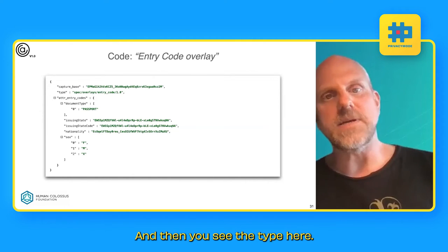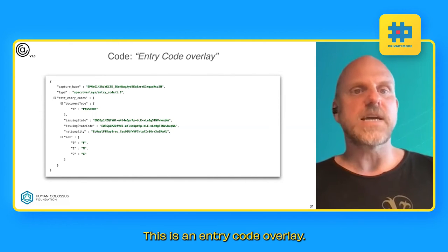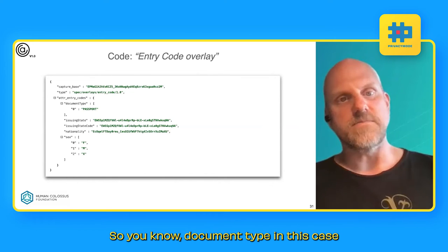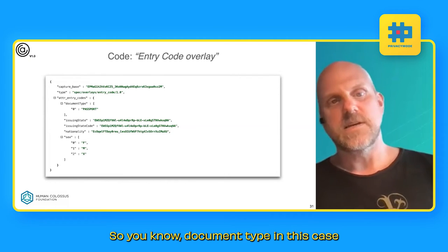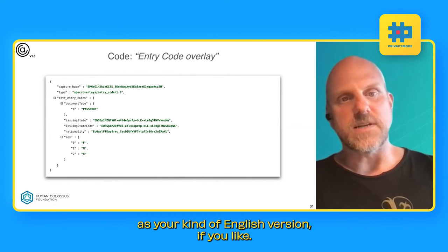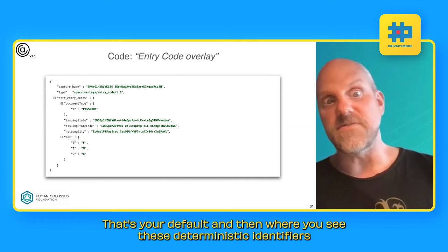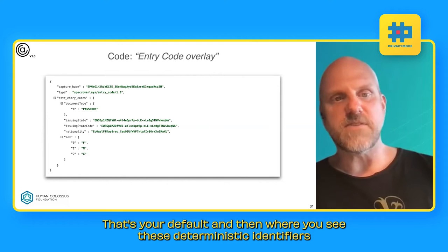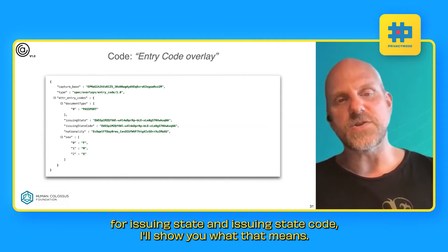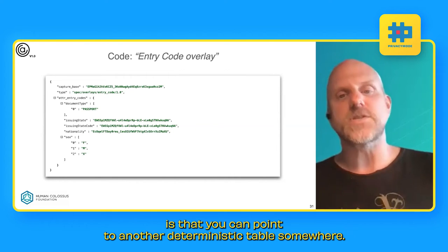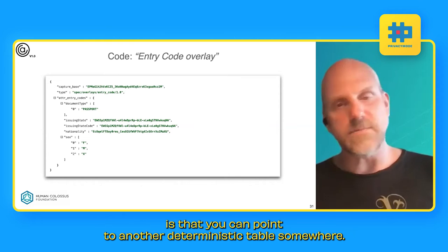And then you see the type here. This is an entry code overlay. And then you have your entry codes here. So, you know, document type in this case, 0 equals passport as your kind of English version, if you like. That's your default. And then where you see these deterministic identifiers for issuing state and issuing state code, I'll show you what that means. Basically, it means that you can point to another deterministic table somewhere.